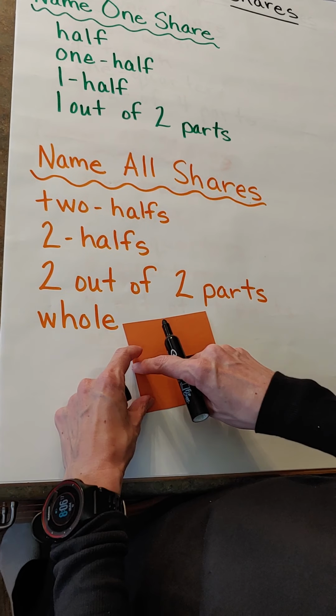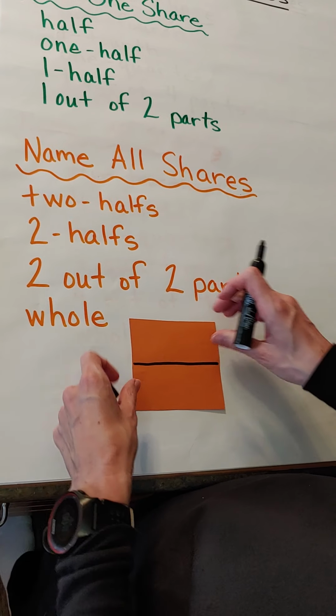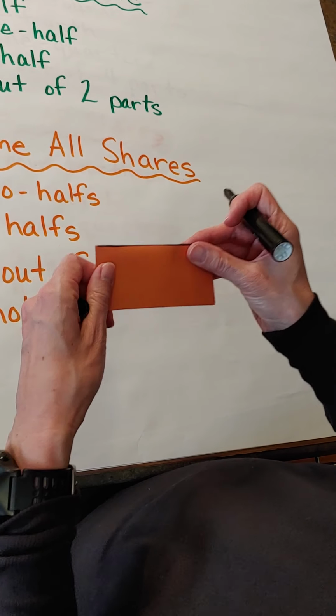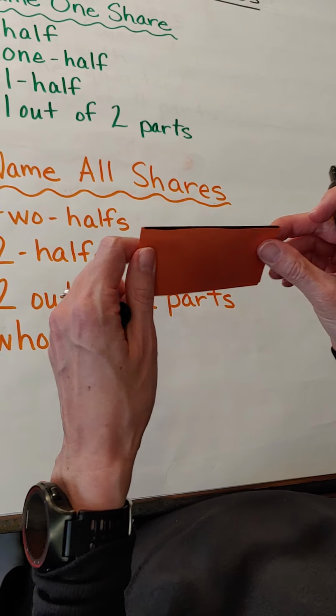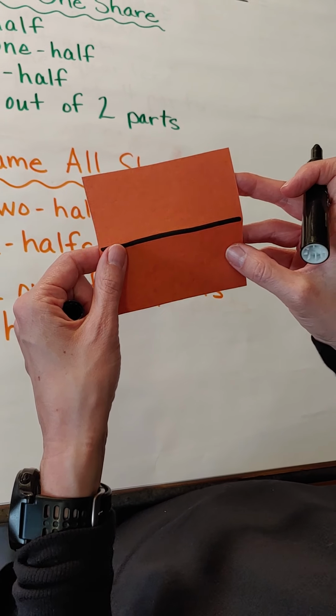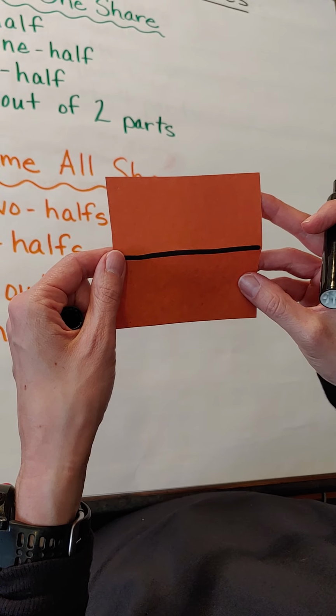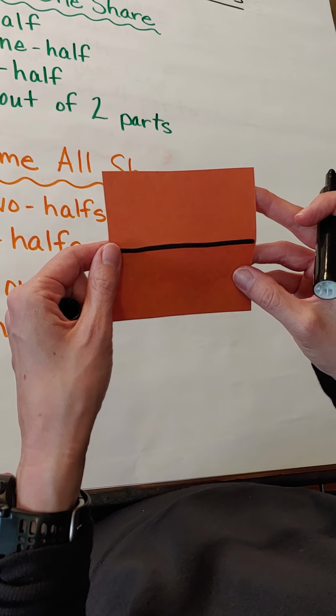And I can prove that if I wanted to. I could cut on that line and I could put one on top of the other to show that, yep, these are equal shares. Both Lily and Hoyt are going to have the same share of bread, of sandwich.